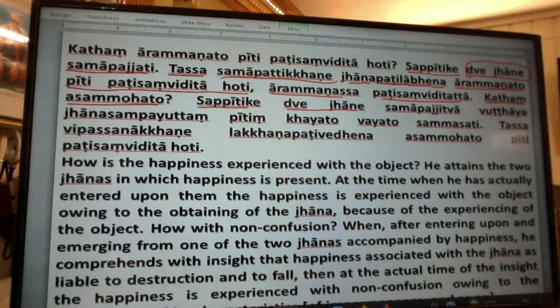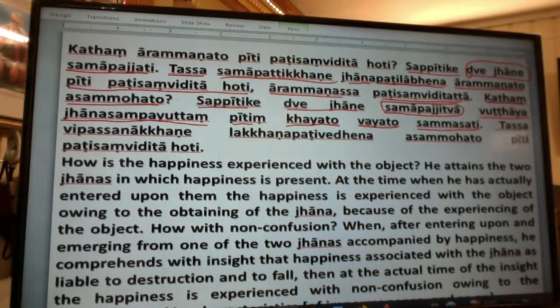So samapajjitva, having attained that kind of jhana, after the attainment, samapatti, vutthaya, emerging from that, jhana sampayuttam, the piti associated with the jhana, joy or happiness, khayato, vayato: khayato is disappearing, vayato has the same meaning, disappearing. Sammasati, he analyzes. Okay?